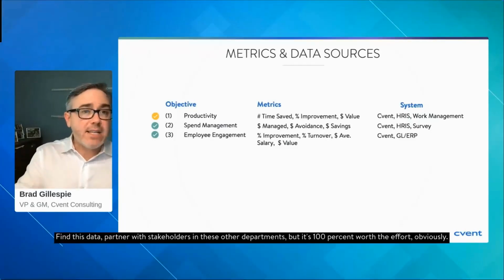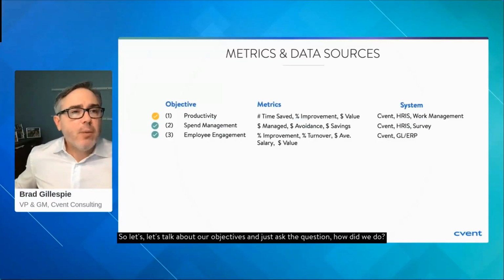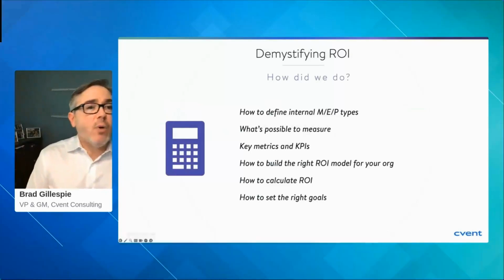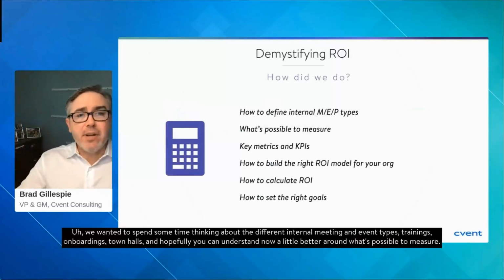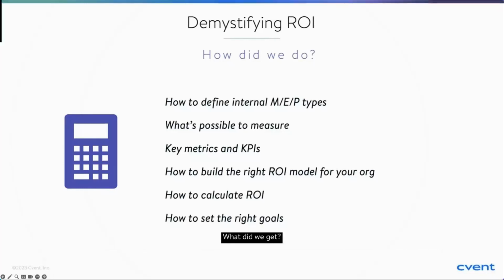You've got to go find this data, partner with stakeholders in these other departments, but it's 100% worth the effort, obviously. So let's talk about our objectives and just ask the question, how did we do? We wanted to spend some time thinking about the different internal meeting and event types, trainings, onboardings, town halls, and hopefully you can understand now a little better around what's possible to measure. What did we get from those investments in doing those meetings?